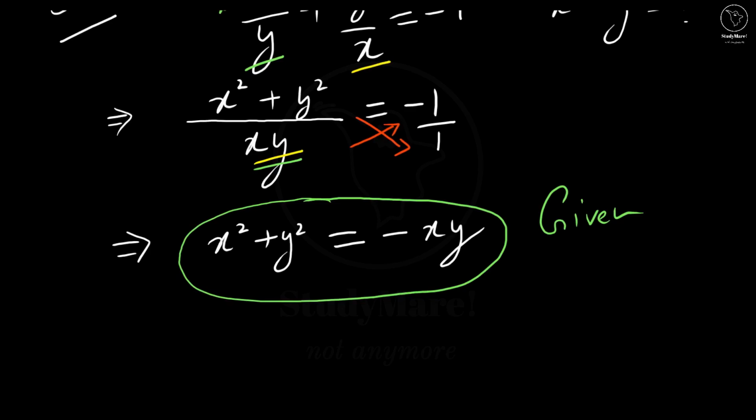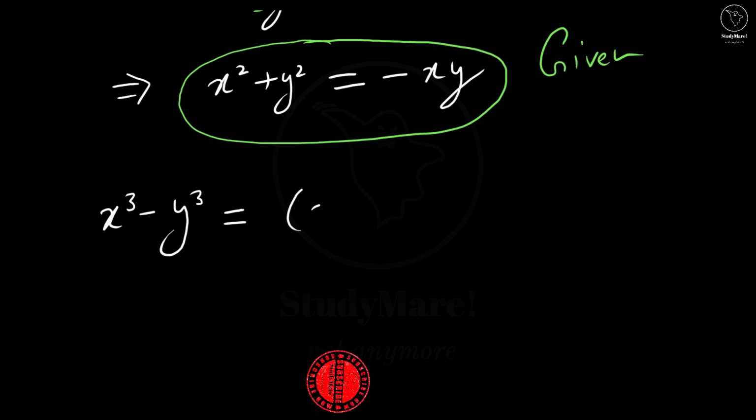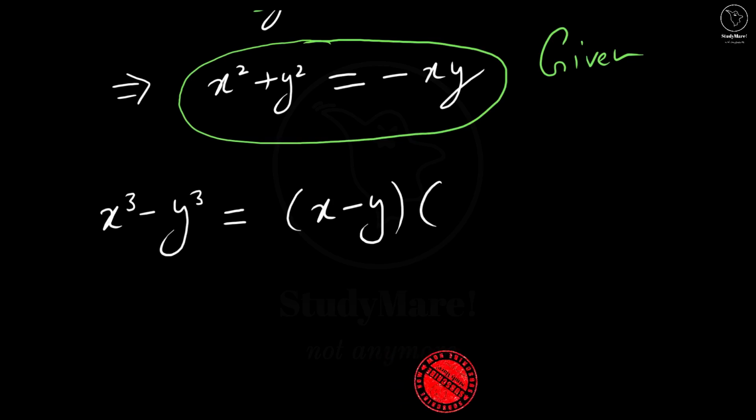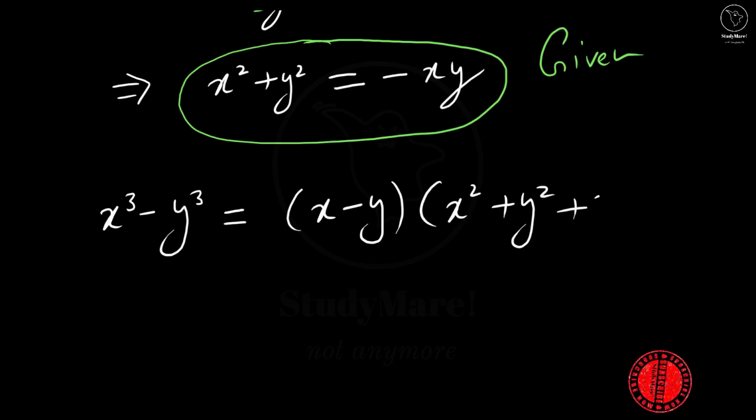Now let us get back to what we have to find. We have to find the value of x cube minus y cube. And if you recall the identities, we have one identity for this expression, that is x cube minus y cube is equal to x minus y into x square plus y square plus xy. Now if you see, we have got the complete way out of this solution.